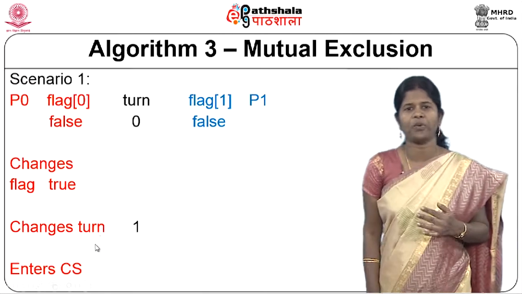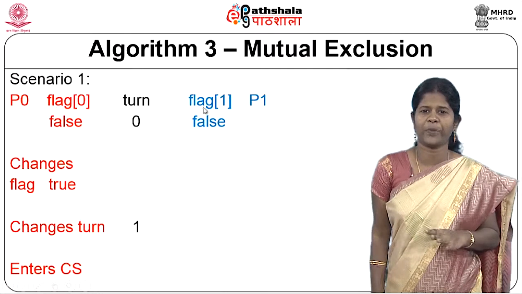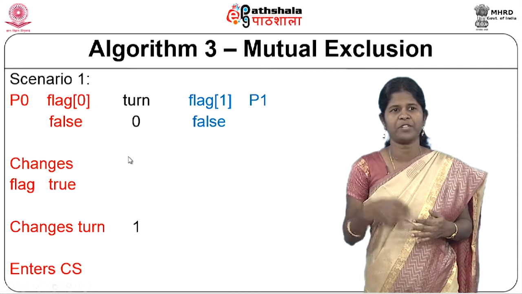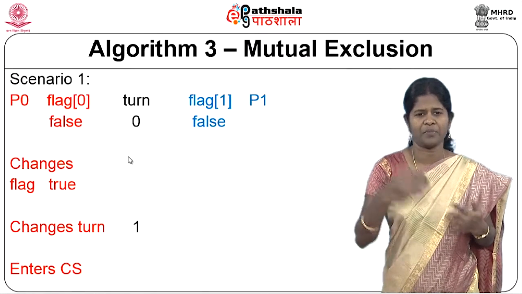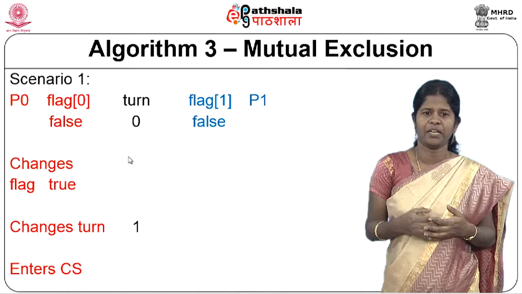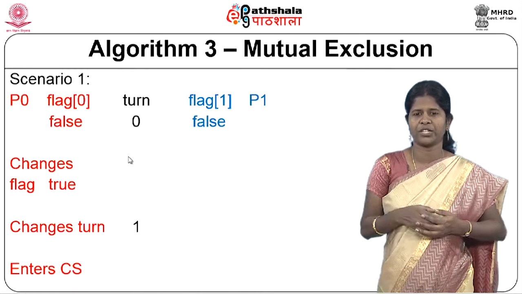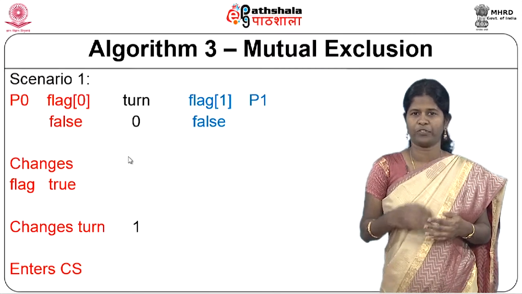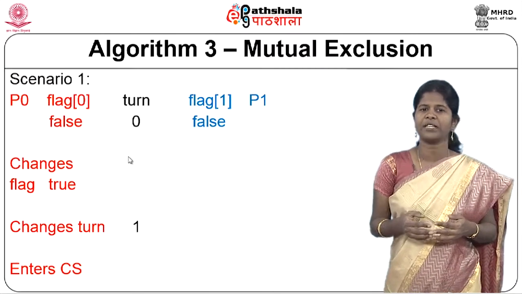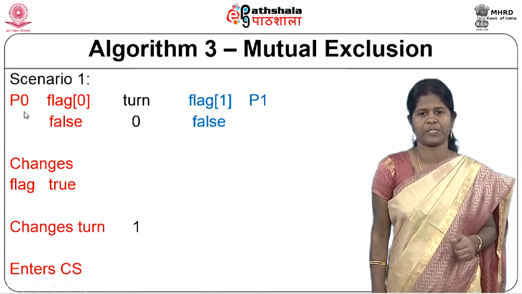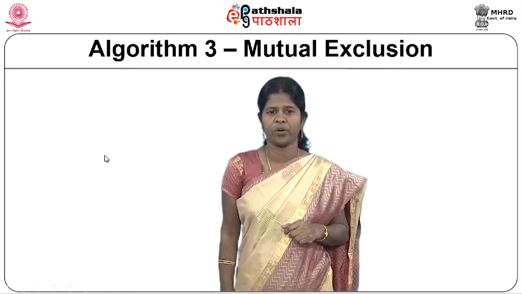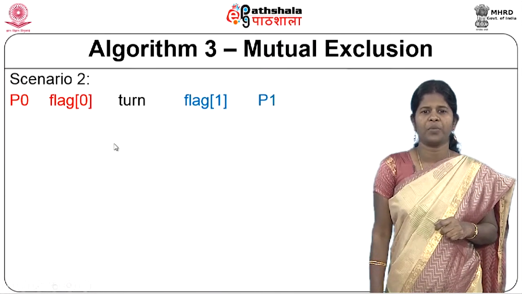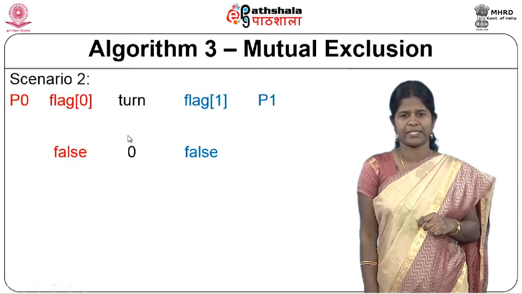So, P0 is now in the critical section, and P1 is not even attempting to enter the critical section. Because P1 is not attempting to enter, P0 comes out of the critical section and is safely in the exit section. What does it do? It changes its value of flag to false. So, flag of 0 is made false and P0 goes to the remainder section. And now, we will look at a scenario where we will see how mutual exclusion is satisfied when both the processes are trying to enter the critical section.